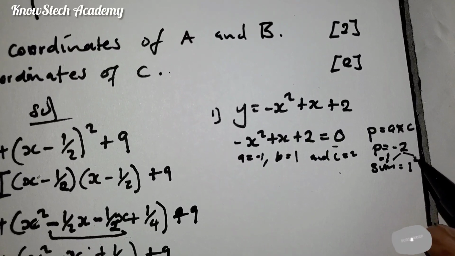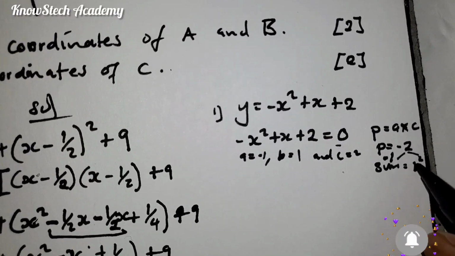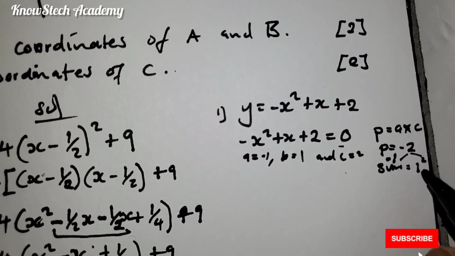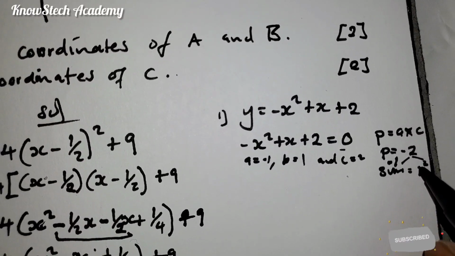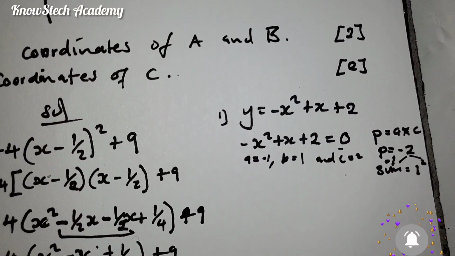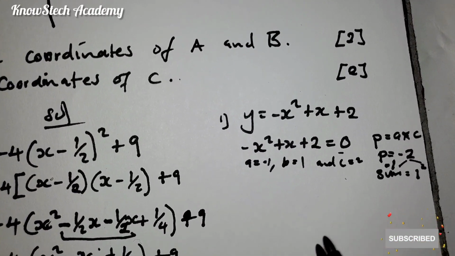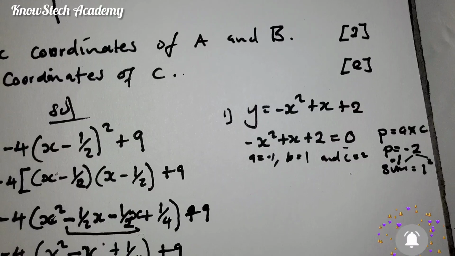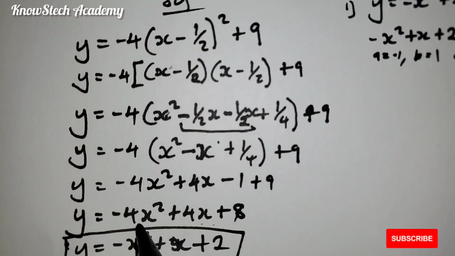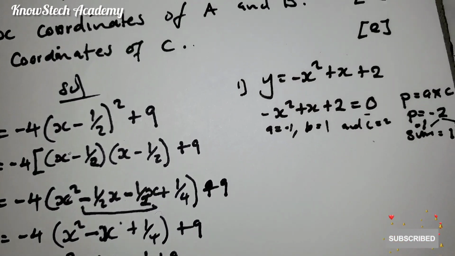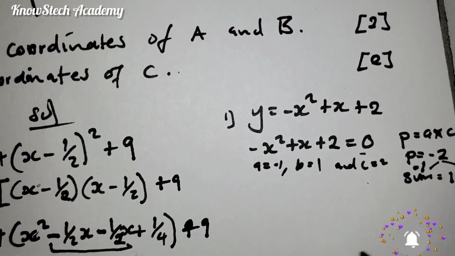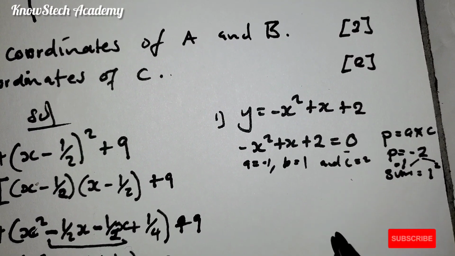Negative 1 plus 2 is positive 1. So these are the products we're going to use. By the way, I would have divided by negative 4 throughout, but anyway, there's no problem. We can still go with it and it will work.